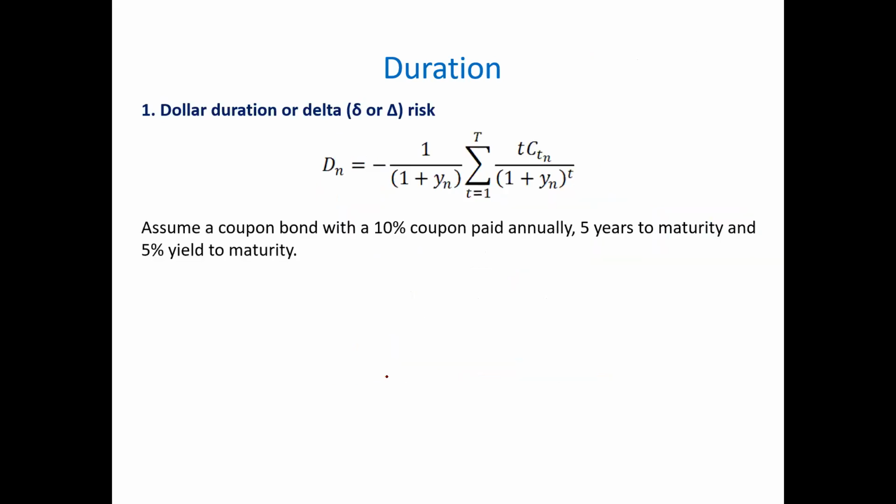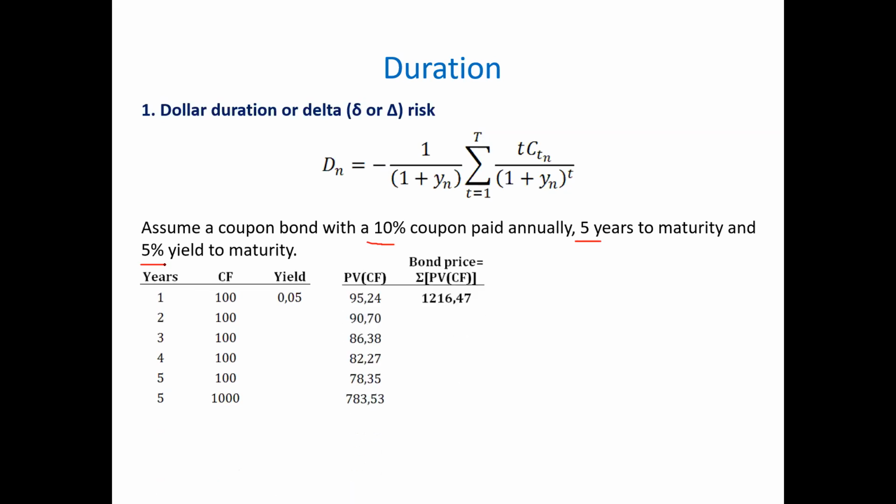Let me see if I have an example. Yes, I have an example here. So assume that we have a coupon bond. It has a 10% coupon rate, annual compounding for simplicity, 5 years time to maturity, and 5% yield to maturity. So how to calculate duration? Well, if you do it in Excel, you'll just do it like that. Obviously, you can do this using a formula in Excel or even in some online calculator. However, if you want to reproduce all the calculations in Excel, then you will get something like that.